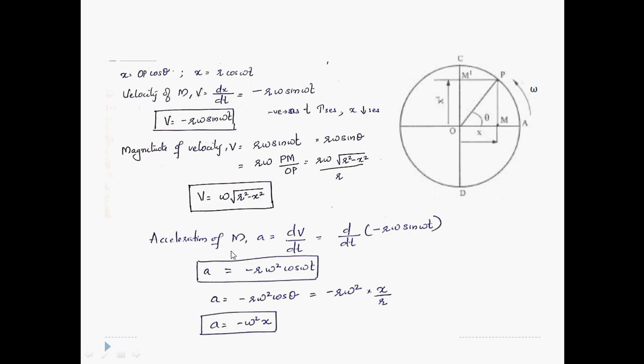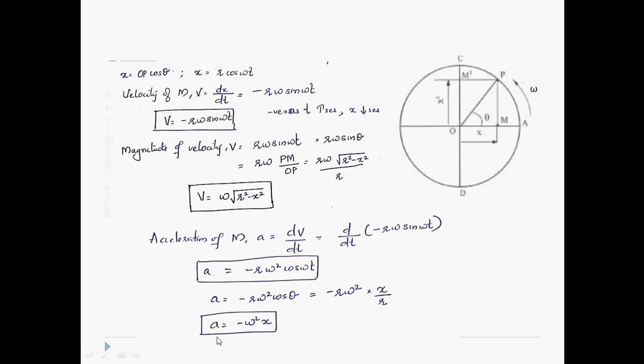Then acceleration can be taken as dv by dt, that is the differential of velocity with respect to time, because acceleration is the rate of change of velocity. So it becomes d by dt of minus R omega sin omega t. Differentiating that, you will get minus R omega square cos omega t. So A is equal to minus R omega square cos theta, since omega t is theta. From the figure, cos theta is equal to x by R. So minus R omega square x by R. So acceleration A becomes minus omega square x.